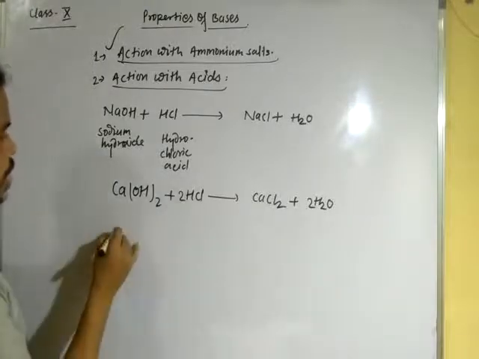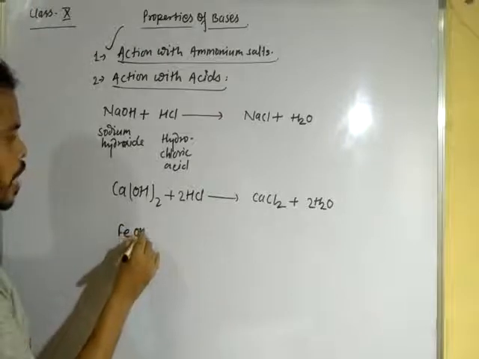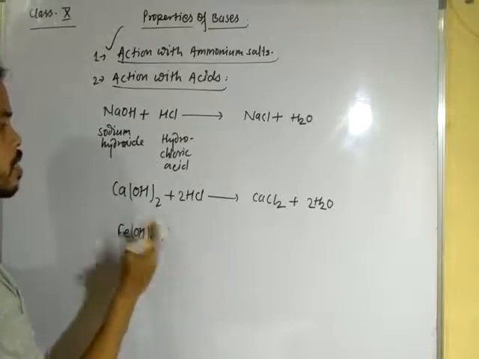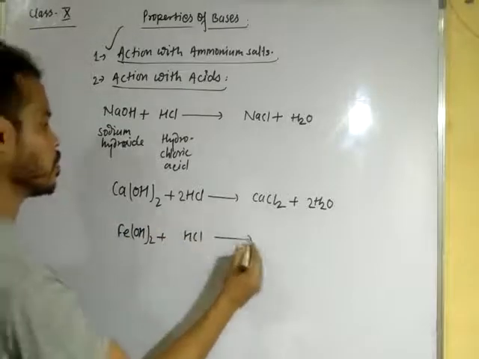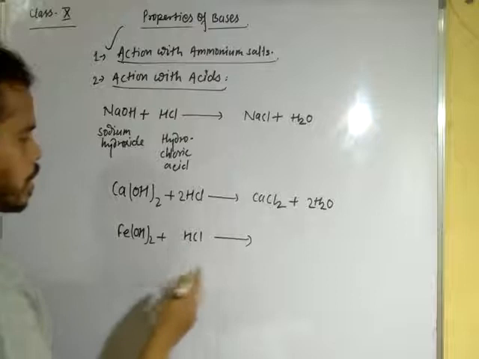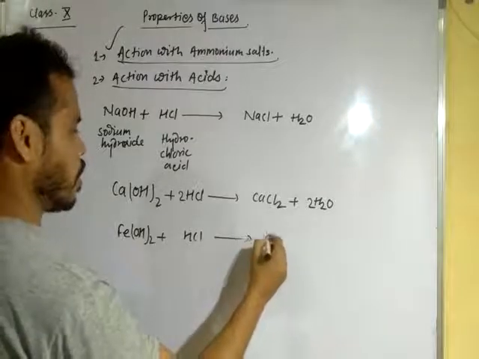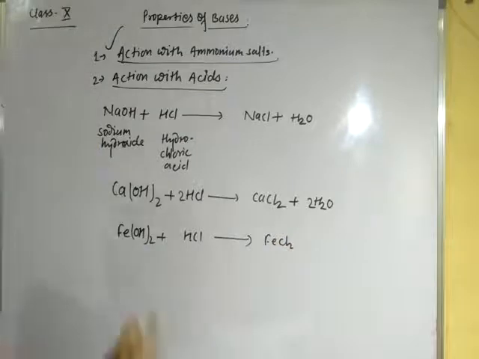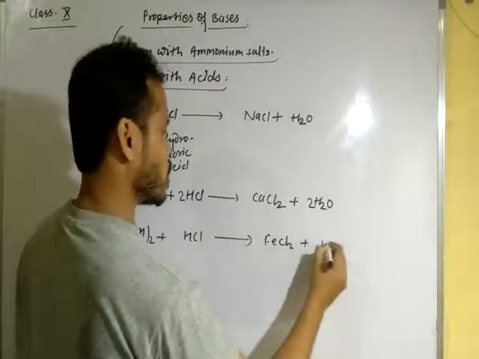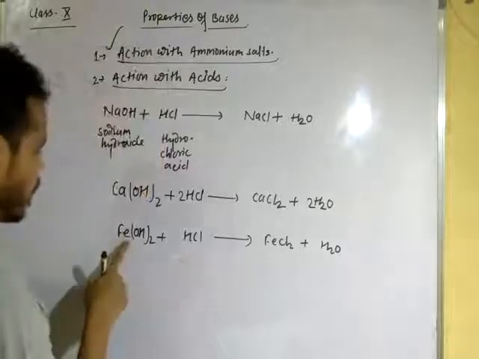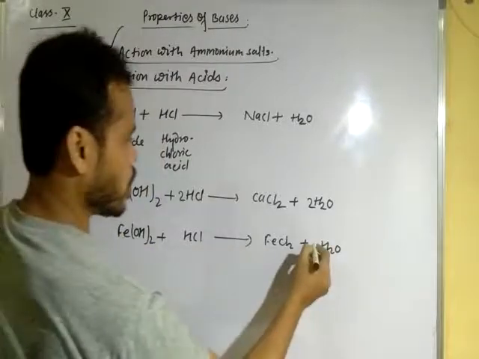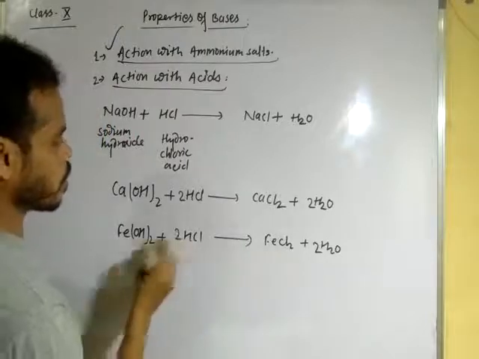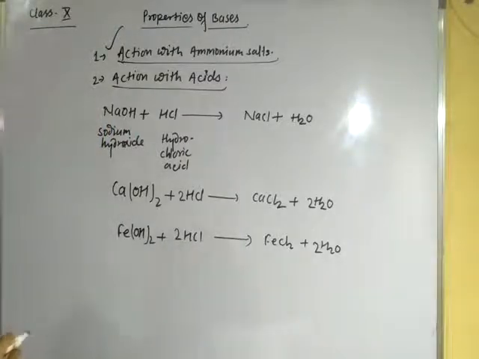Okay, dear student. Next one is, suppose ferrous hydroxide, Fe(OH)2, plus HCl. When they react, they form FeCl2, ferrous chloride, and H2O as a byproduct. To balance this reaction, multiply with 2: 2 oxygen here, 2 chlorine here, so multiply with 2. This is the balanced reaction.